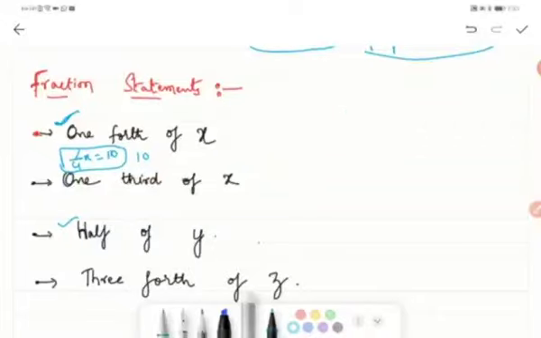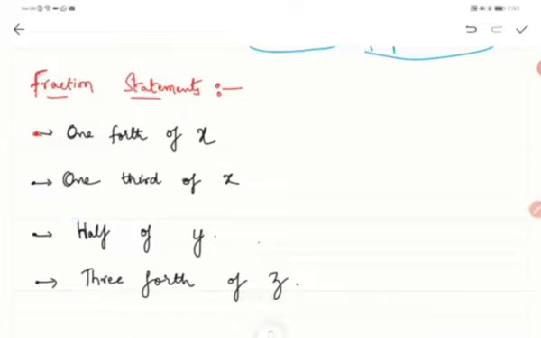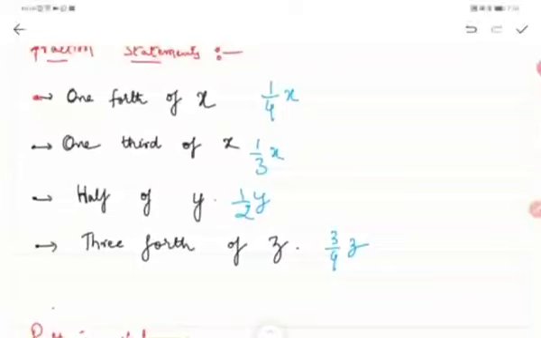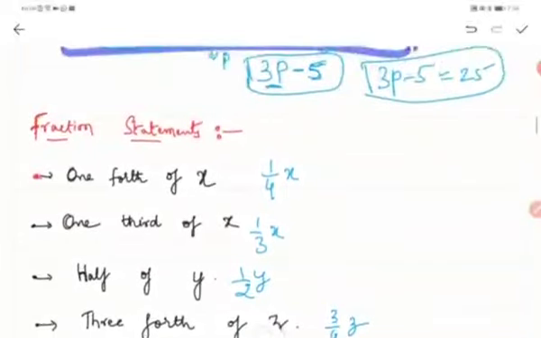We will do more and more problems so that you will become very flexible with your equations. So 1/4 of x is what? 1 by 4 of x. 1/3 of x is what? 1 by 3 of x. Half of y is what? Half, that is 1 by 2 of y. 3/4 of z, that is 3/4 of z. It can be anything. These are for the statements of your fractions.